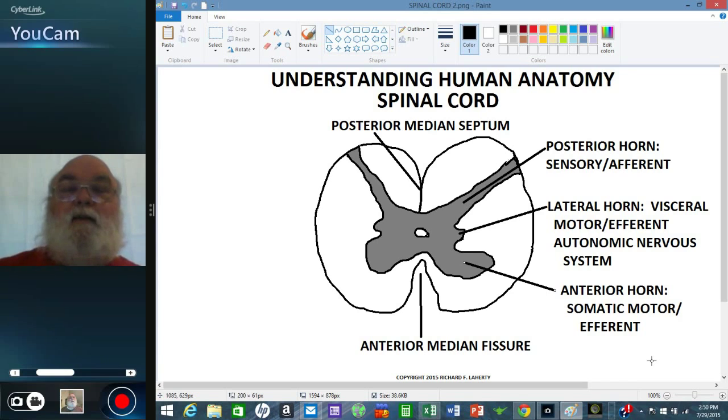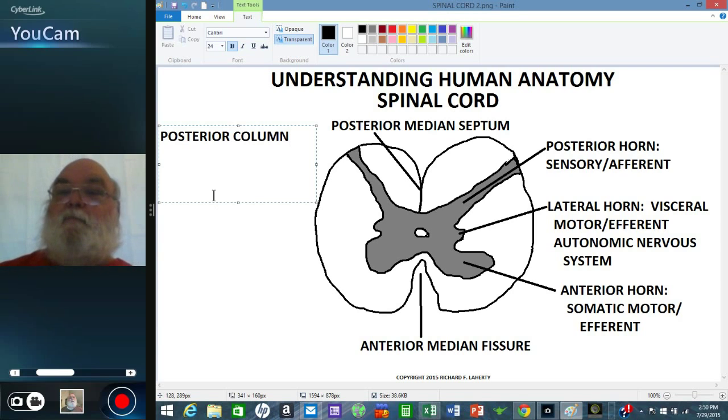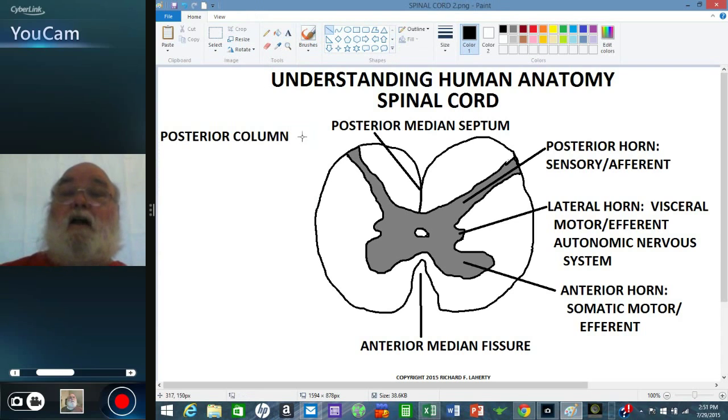The white column, the white matter, is divided into 3 columns. The first that we'll talk about is the posterior column. And again, we could always put the color in, posterior white column. The posterior column is this area running between the anterior horn and the posterior median septum. The posterior column is carrying sensory information up to the brain.